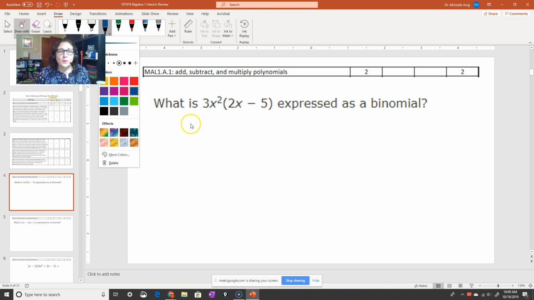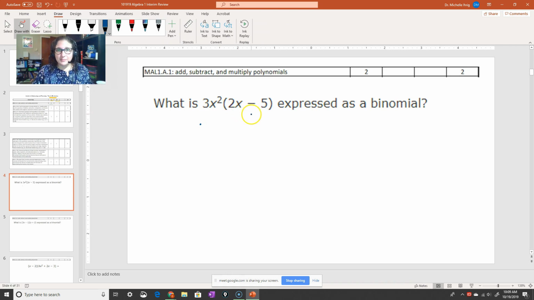So here it says, what is 3x squared times the quantity 2x minus 5? Now, I know that this is a quantity. And whenever I think of quantity, I think about multiplication, of course, but I think about being fair.